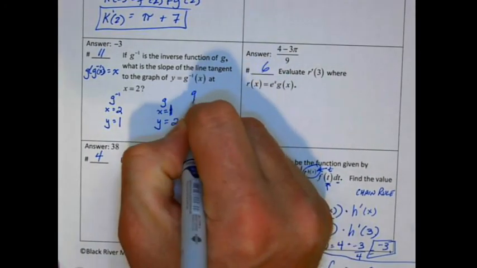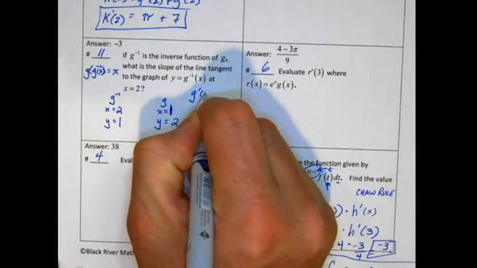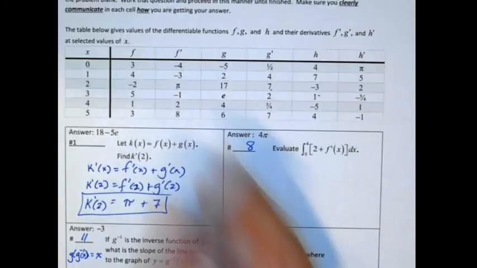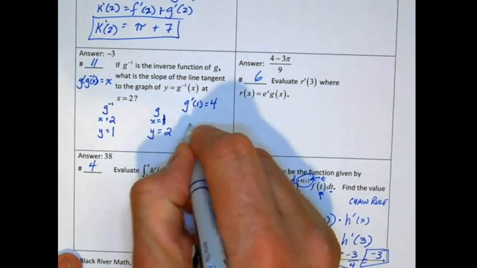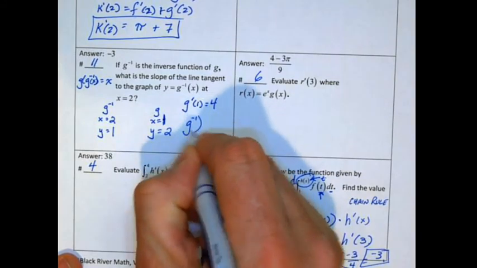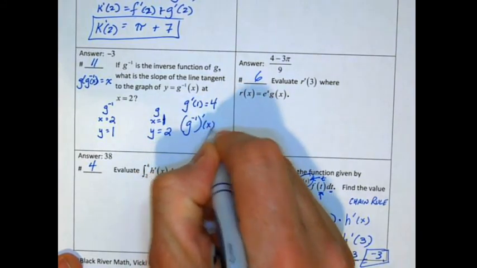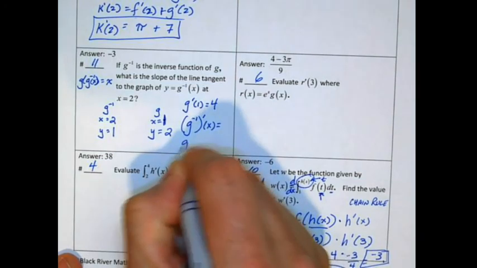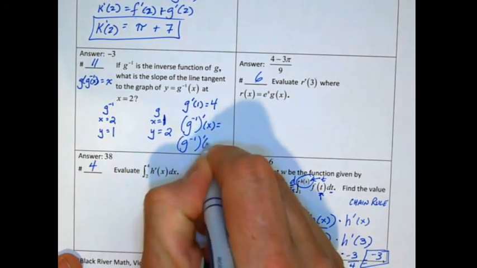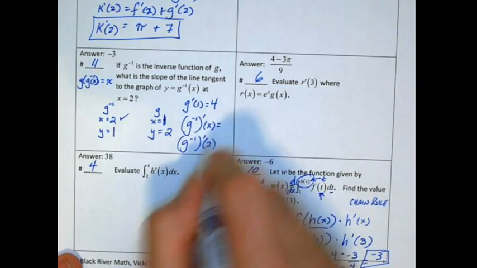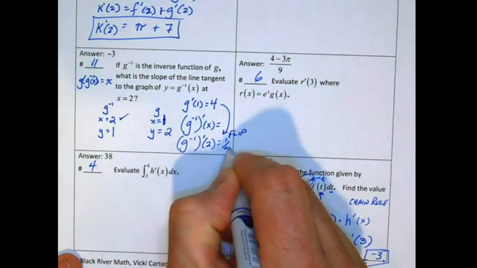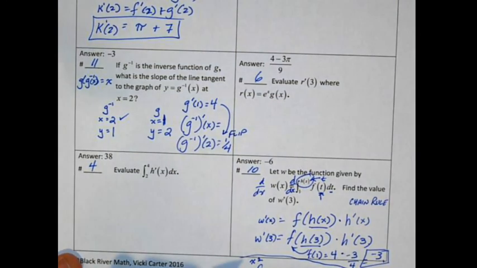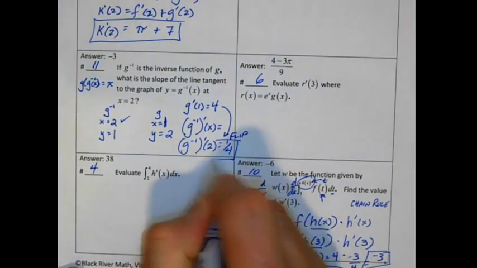So if I know what the slope is at 1 of g, which is 4, then I'm going to know what the inverse slope is. In this case, I want to know the slope of the inverse at 2. I'm going to flip this, so this is going to be 1/4. Okay, so there's your answer, 1/4.